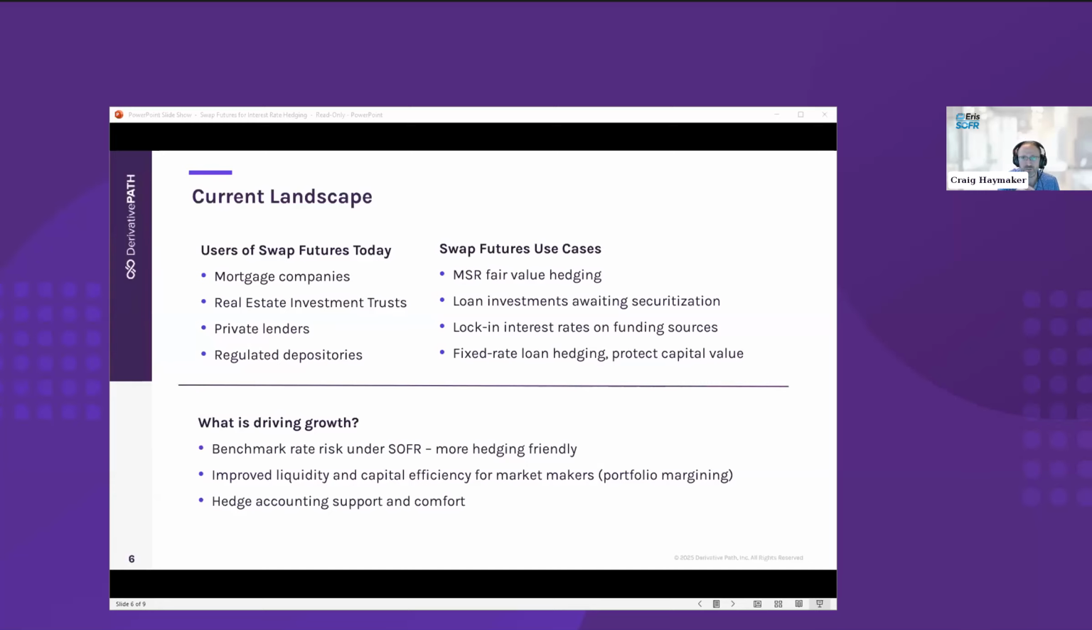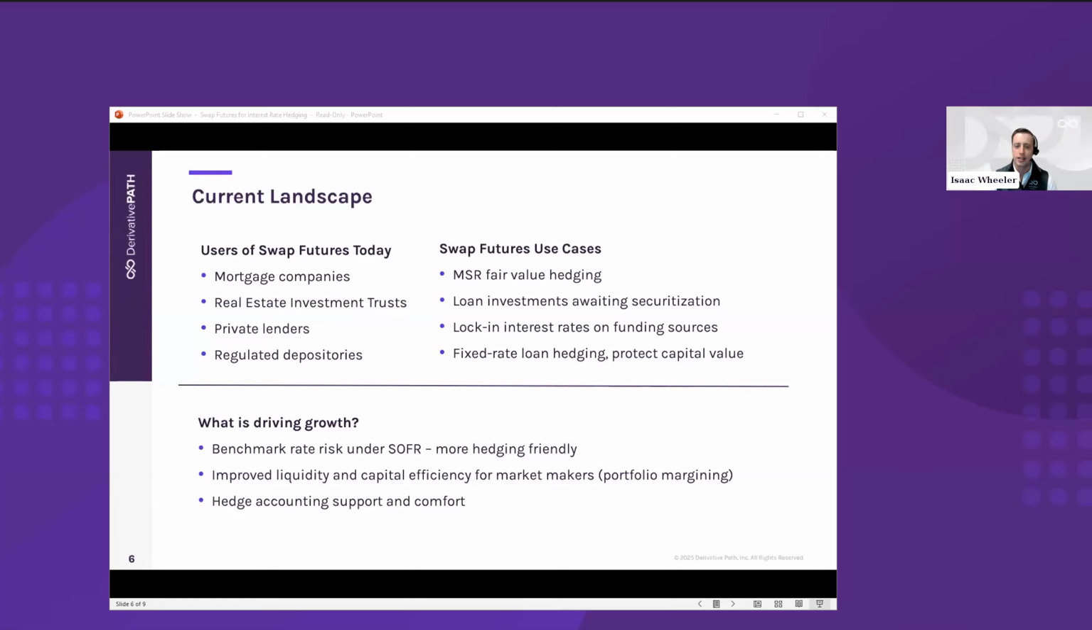Additionally, in terms of use cases, loan investments awaiting securitization, yes, absolutely. But I would make it more generic to pipeline risk or pipeline hedging. I would say especially in the non-agency, non-qualifying mortgage space, we're seeing a lot of ramp as well.